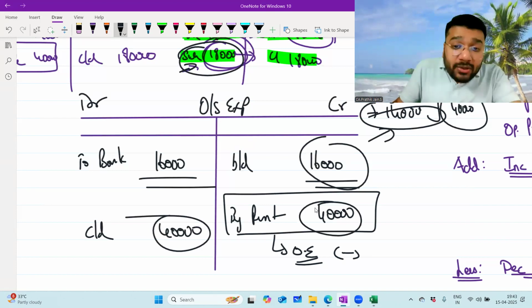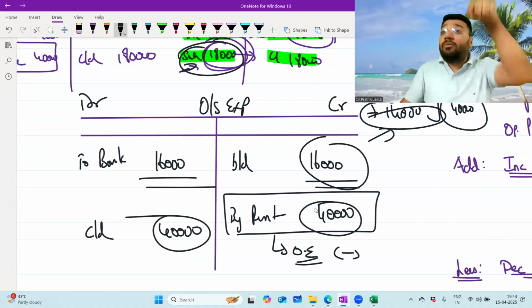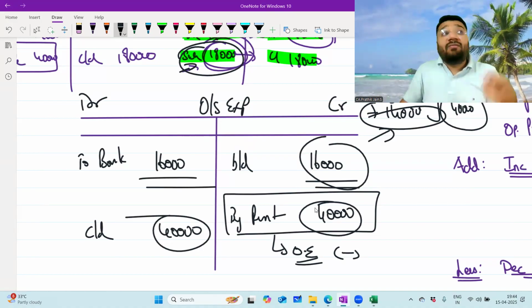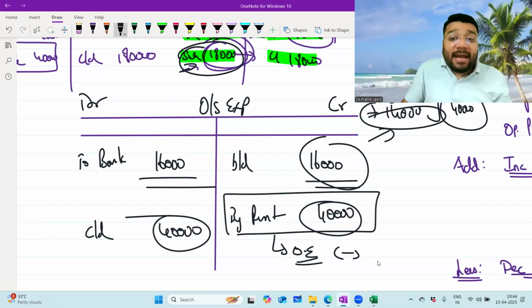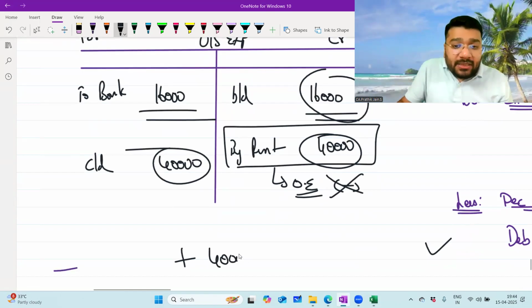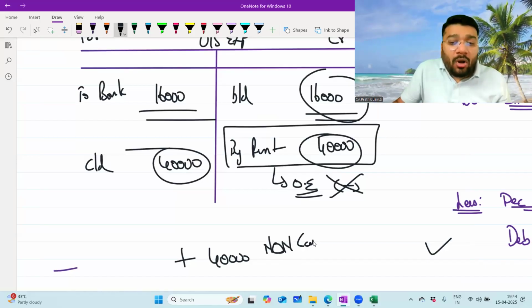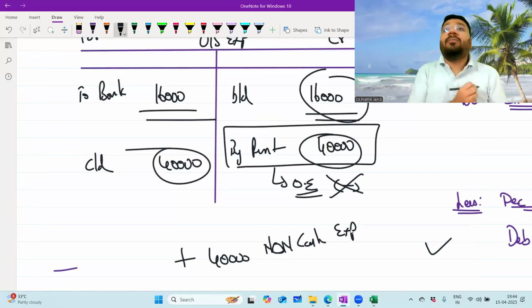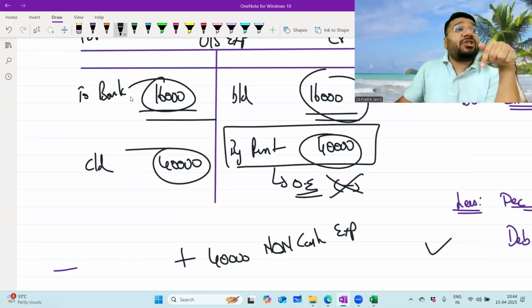If this 40,000 rupees is deducted from my total income, then in my net profit also this would have been deducted. But when this was getting deducted, was there any cash outflow? No. So to cancel the minus impact, we have to add back. So add 40,000 rupees because these are non-cash expenses. Any problem?